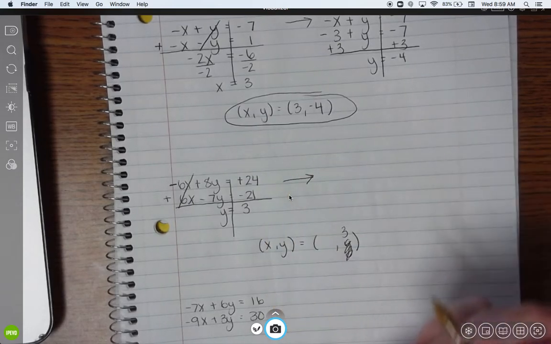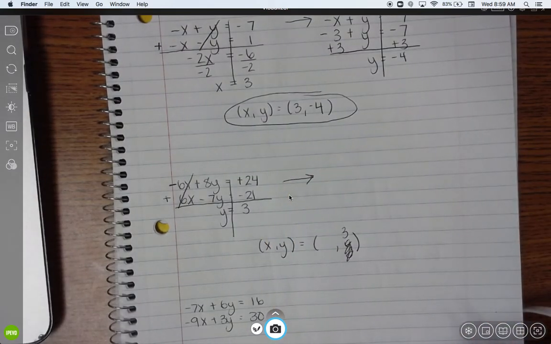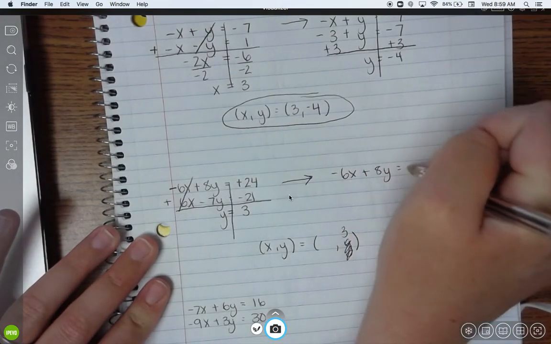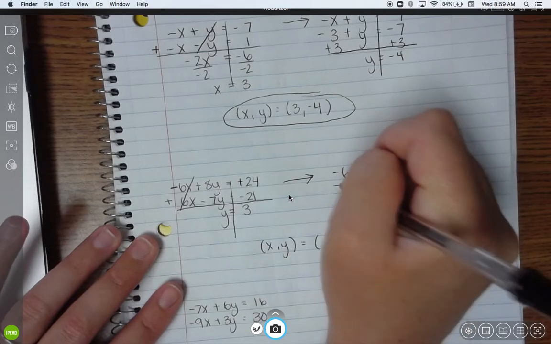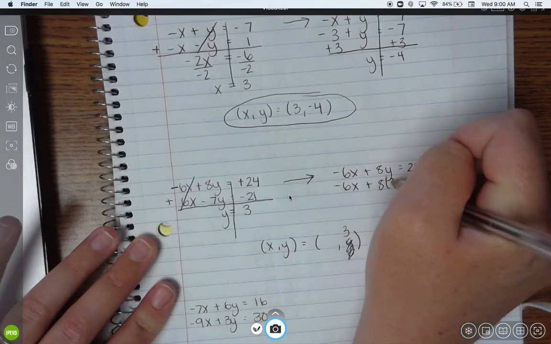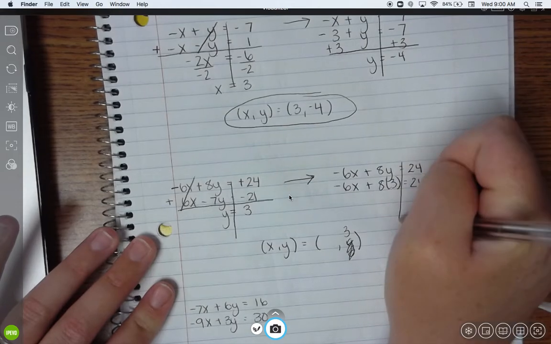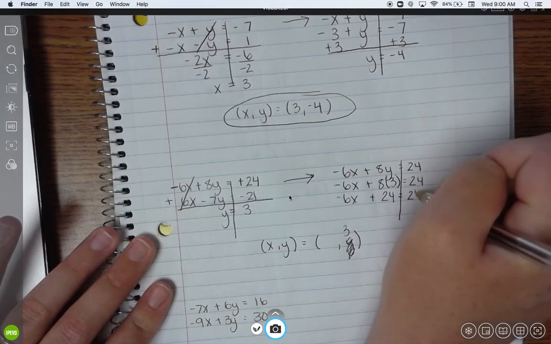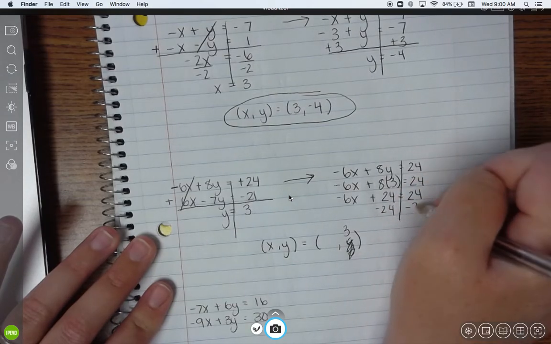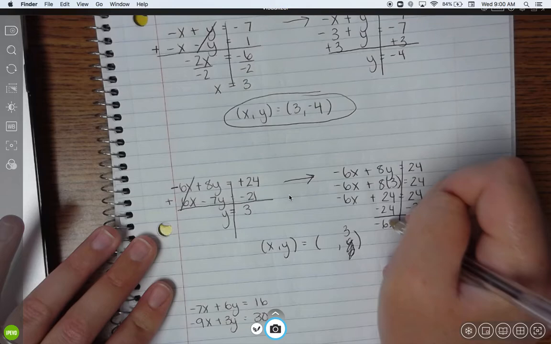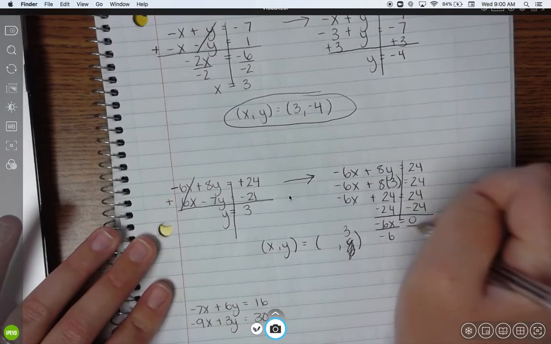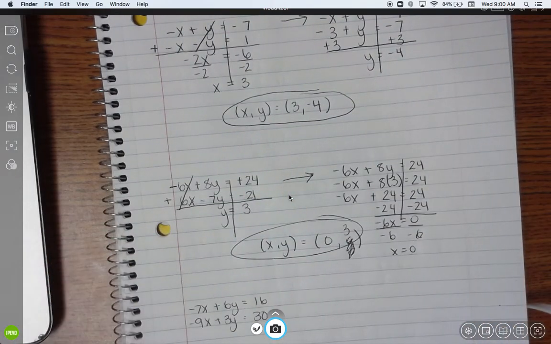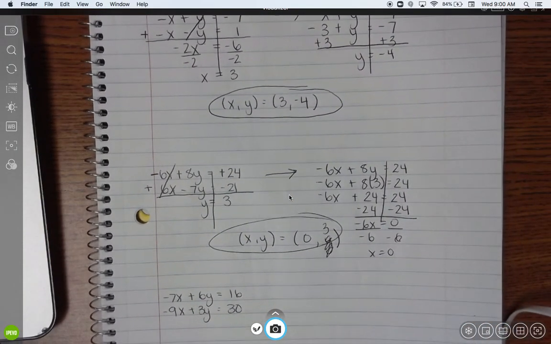Now I substitute that in. I can pick any of the equations. I'm going to pick my top one again. So negative 6x plus 8y equals 24. Instead of y, I substitute in a 3. Negative 6x plus 8 times 3 is 24 equals 24. Subtract 24 from both sides. I get negative 6x equals 0. Divide by negative 6, I get x equals 0. The solution here is the ordered pair 0, 3.